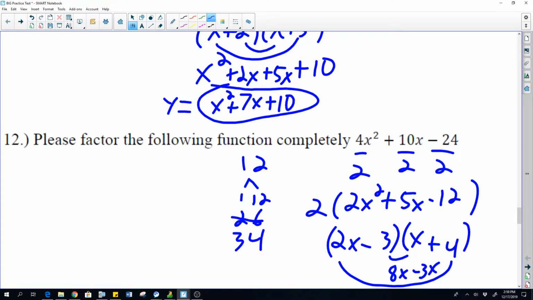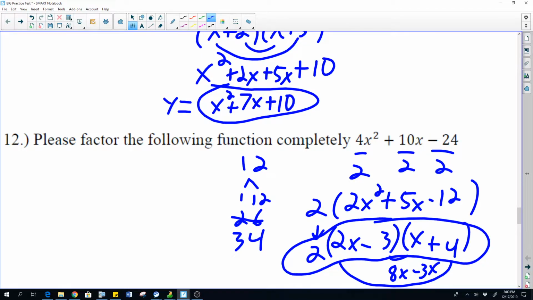So then please factor the function completely. Probably want to bring down the 2 just in case. And so that's going to be our final answer there: 2 times 2x minus 3 times x plus 4. Sweet. So that's how you do those factoring ones. Guess and check method is always a good one. I think that should be a good tool for you on the test.